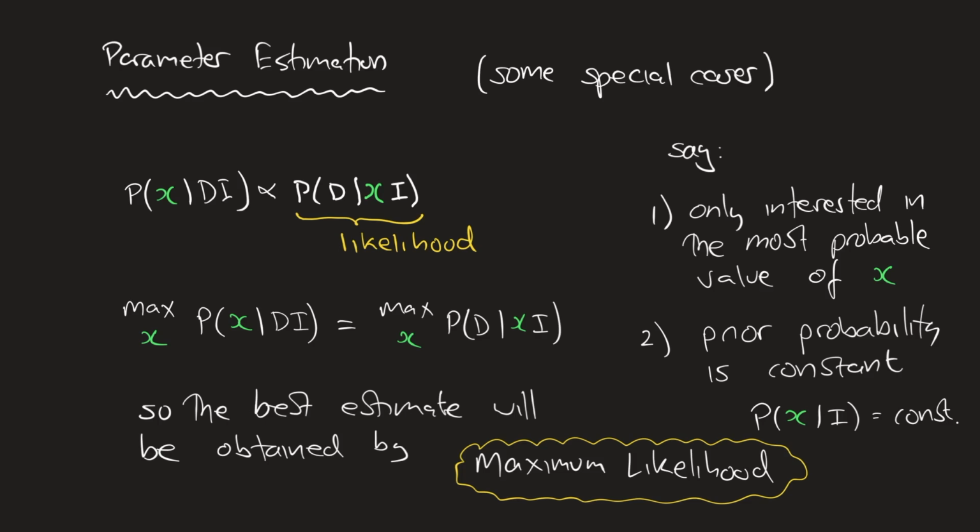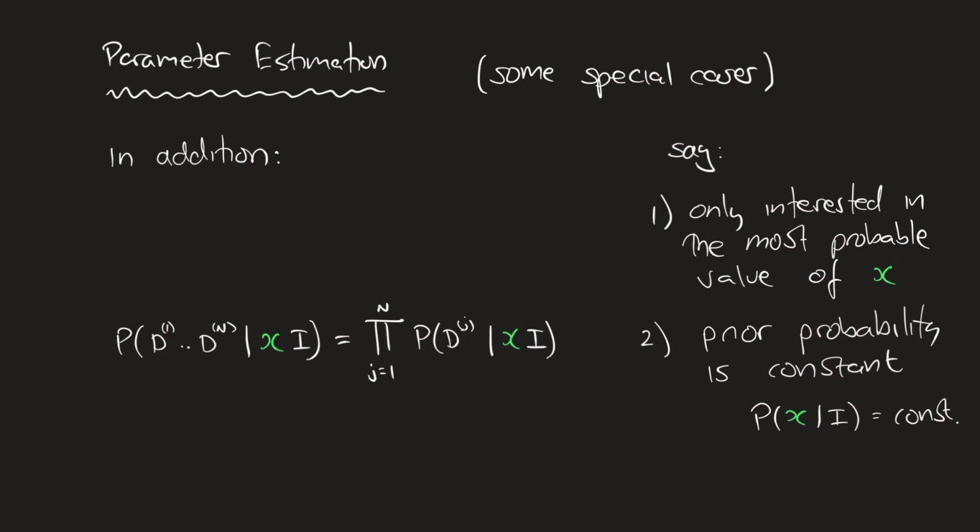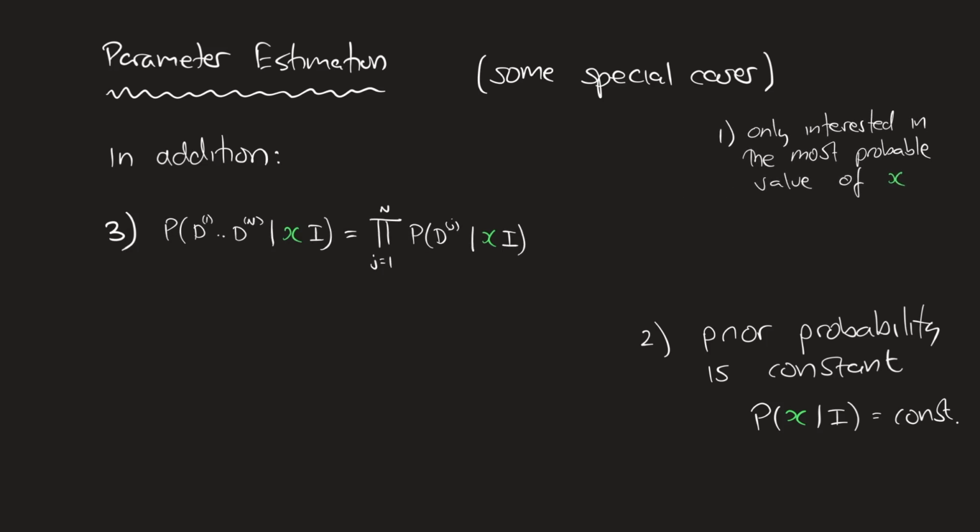Let's go further. So let's assume that the data we obtained is in fact n pieces of data. So the proposition that we obtained data D is in fact the proposition that we obtained data 1 and data 2 and data 3 and so on to data n. Furthermore, we'll assume that the data are independent of each other. So then the probability of data 1 and data 2, etc. to data n given x is just going to be the product of each of these pieces of data given x. Let's label that as our third assumption and put it aside.